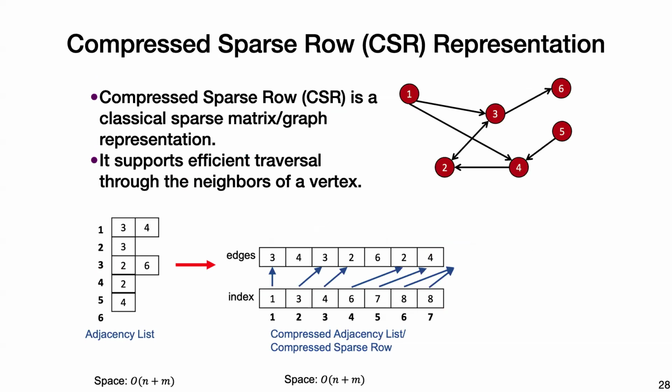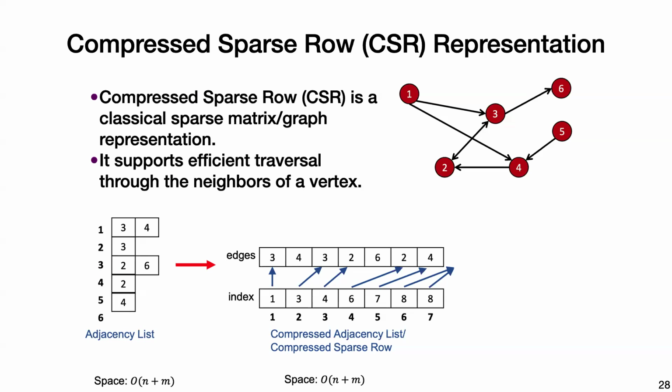In reality, the most common sparse representation is called compressed sparse row, or CSR, which is kind of like the flattening of the adjacency list in some sense. In the unweighted case, there are 2 arrays in CSR. One is called index, sometimes also called offsets, and the other is edges. Edges is just what you get if you flattened the edge part of the adjacency list: 3, 4, 3, 2, 6, 2, 4. So you just concatenate everything you got in the adjacency list, in order.